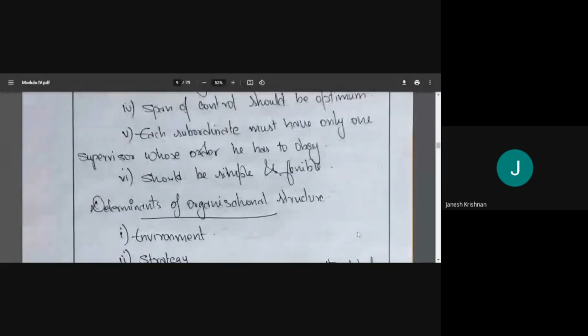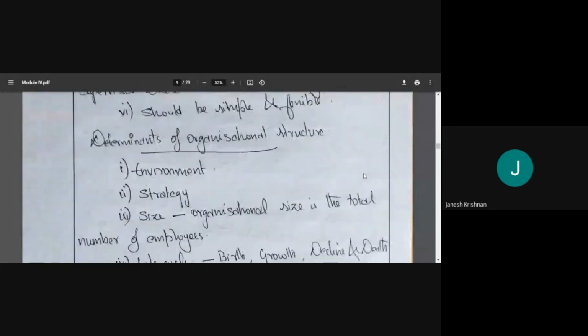Right? Then the organization structure should be simple and flexible. It should not be complicated. Then what determines the organization? Well, the first one is environment. Okay? What is our environment?